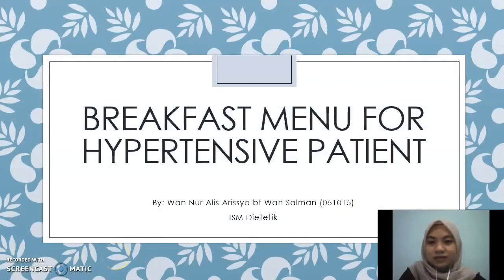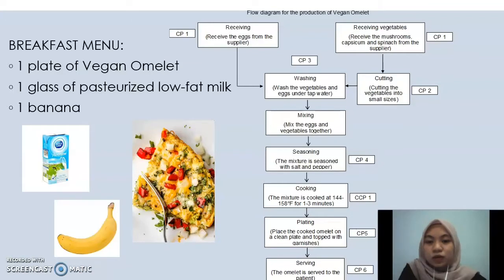Hi, my name is Alice and now I will explain about the HACCP system regarding the breakfast menu for hypertensive patient. Our breakfast menu includes 1 plate of vegan omelette, 1 glass of pasteurized low-fat milk and 1 whole banana. The flow diagram of the production of the vegan omelette explains the CP and CCP that exist in this flow production.